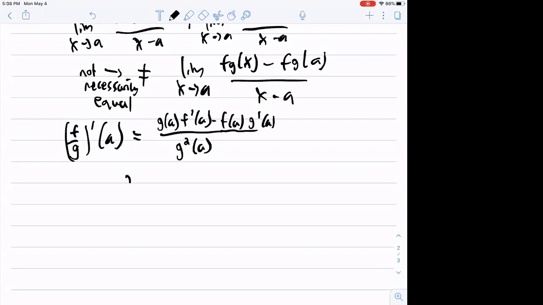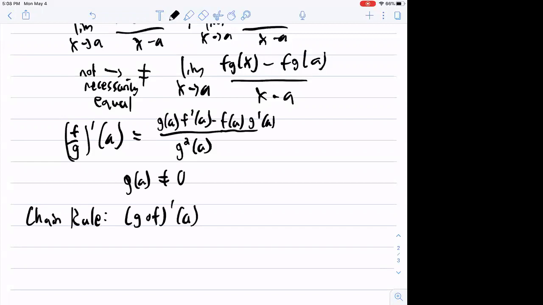Hopefully we all know this, where g of a is not 0. Okay. And finally, we have the chain rule. So we have (g composed f)' at a is g prime of f of a times f prime at a. Right, so this should cover everything in the section.